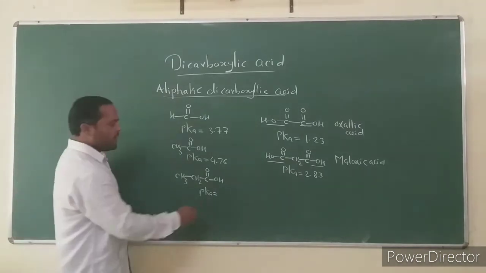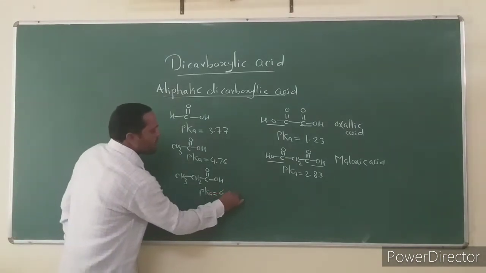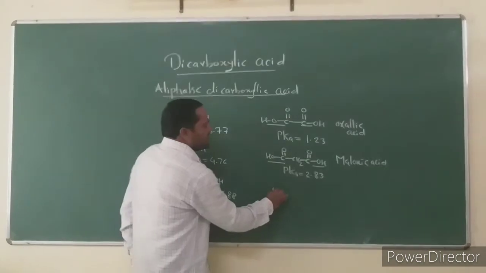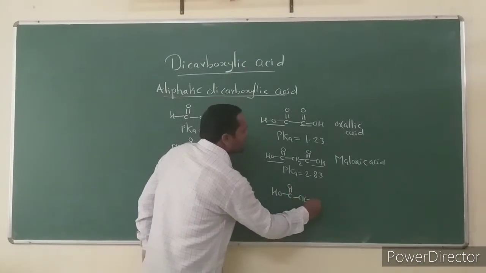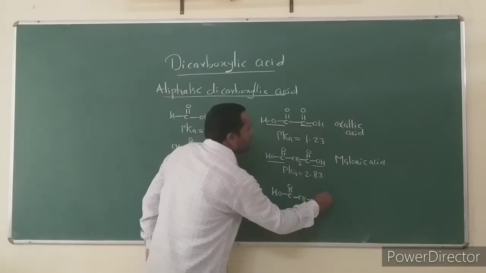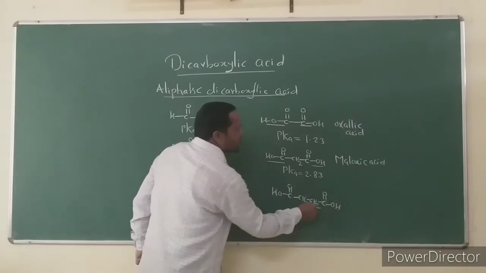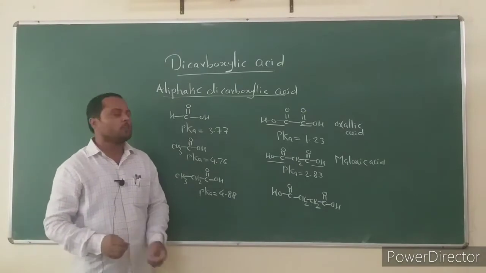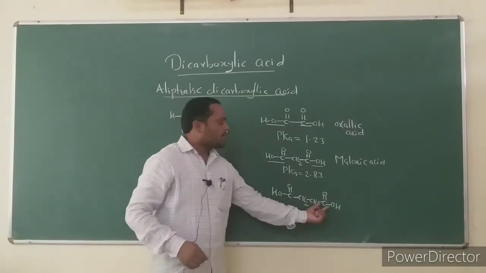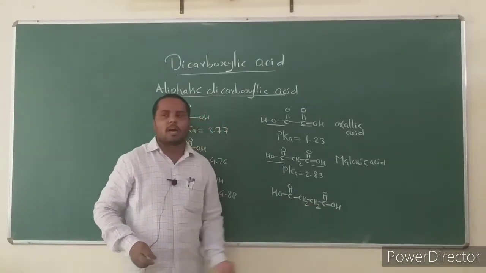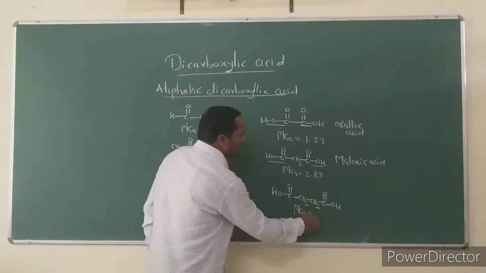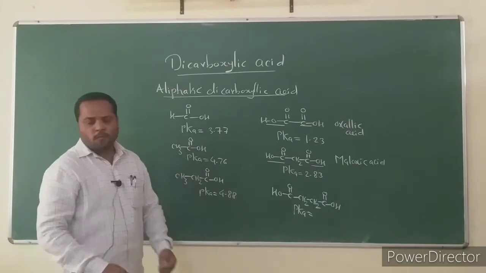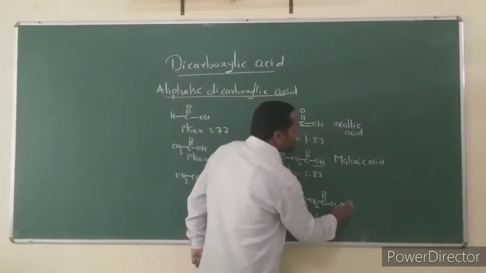Propanoic acid has a pK value of 4.88. Then consider succinic acid, where the two carboxylic groups are separated by two carbons. Consider its pK value. It has a pK value of 4.90. It is succinic acid.